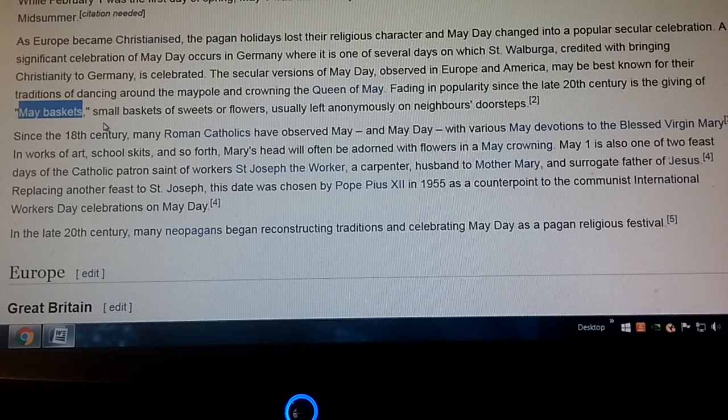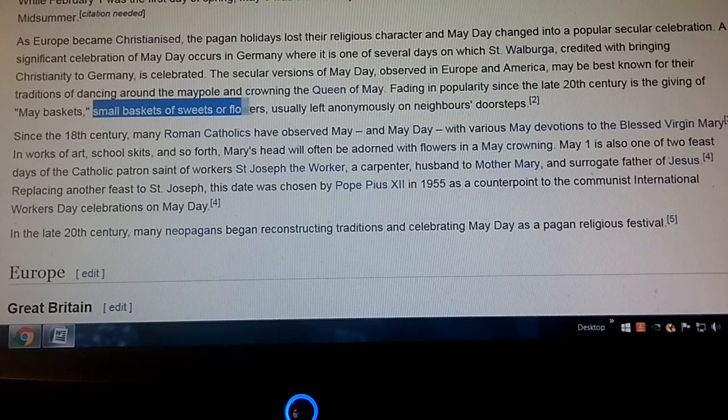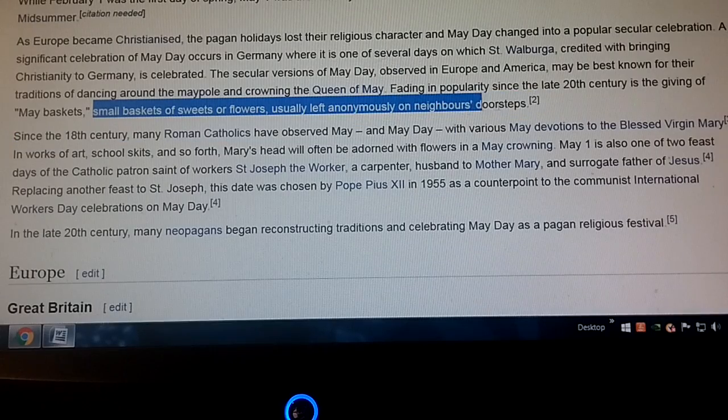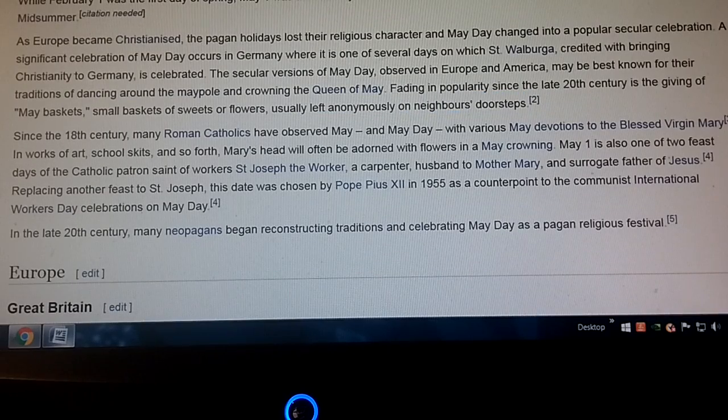Okay. The fading of the giving of the May baskets, which here it says small baskets of sweets or flowers, usually left anonymously on neighbors' doorsteps. I'm sorry, I can't talk today. The thing there that I want to point out takes us to Amos. I'm not sure if I want to get into it. I think I will. I think I will go ahead and get into some of that.